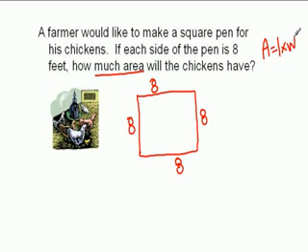And remember that you need to use your math reference sheet, because the math reference sheet has all the area formulas for you to know, so make sure that's handy at all times when you're doing your math work. So length times width, so we just need to pick one length and one width. That would be 8 times 8. Remember, this is feet. So this is 64 square feet. So that's how much area the chickens will have, 64 square feet.